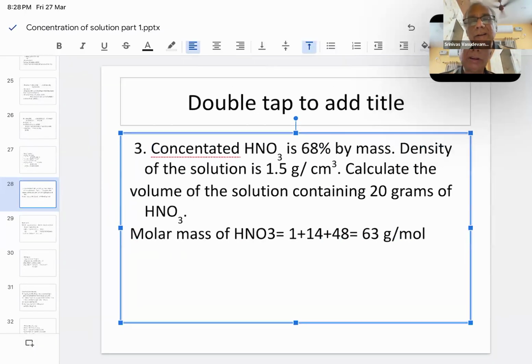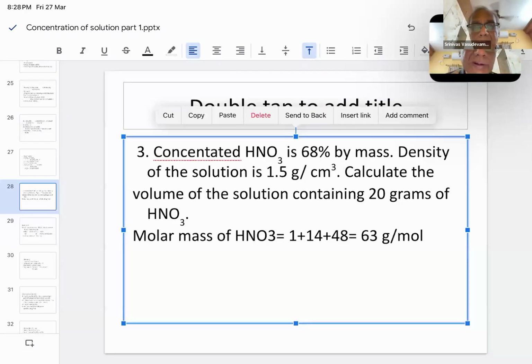Next one is concentrated nitric acid is 68% by mass. Density of solution is 1.5 gram per centimeter cube. Calculate the volume of solution containing 20 grams of nitric acid. So percentage mass is given to me, density is given to me. I want to find out how much volume of the solution will have 20 grams of nitric acid. Molecular mass of nitric acid, I calculated, it is 63 gram per mole here, right?